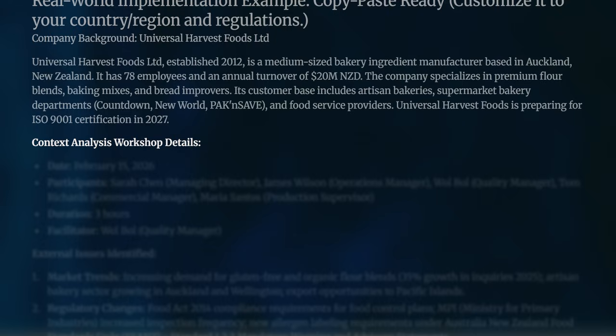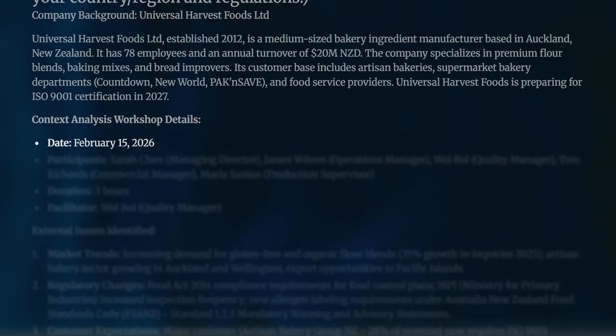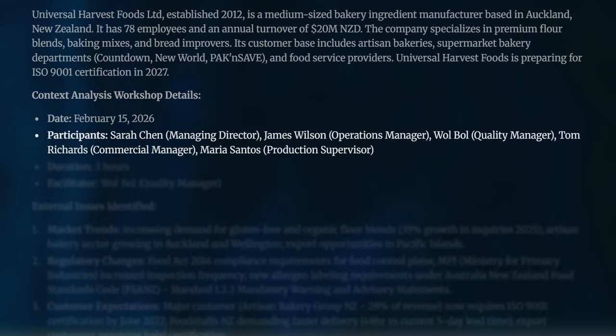Here are the context analysis workshop details conducted for Universal Harvest Food Limited. The date of the workshop is February 15, 2026. Participants include Sarah Chan, who is the managing director, James Wilson, the operational manager, Wal Ball, the quality manager, Tom Richard, the commercial manager, and Maria Santos, the production manager.